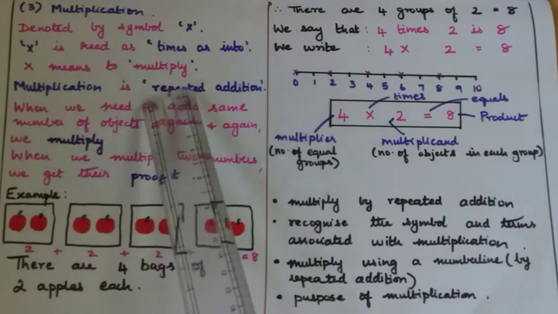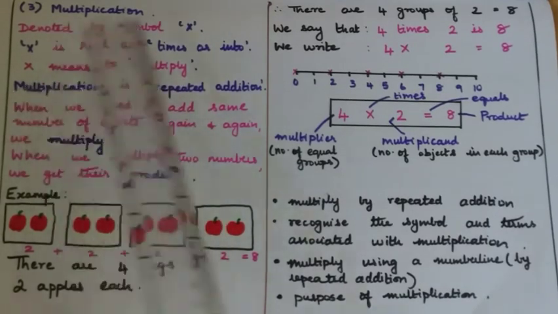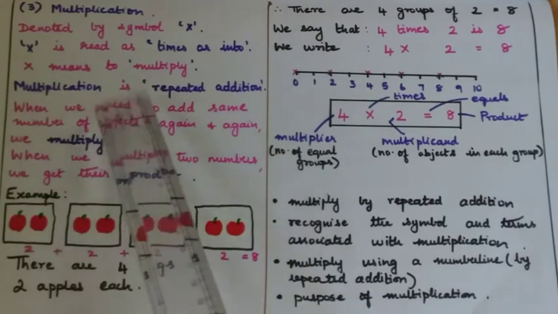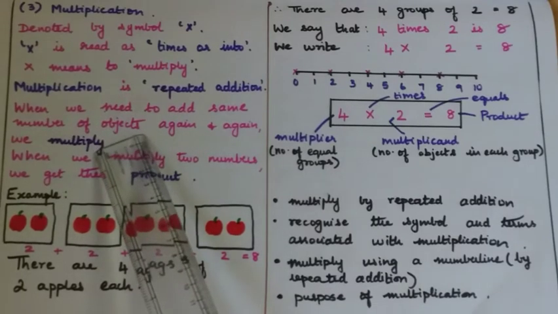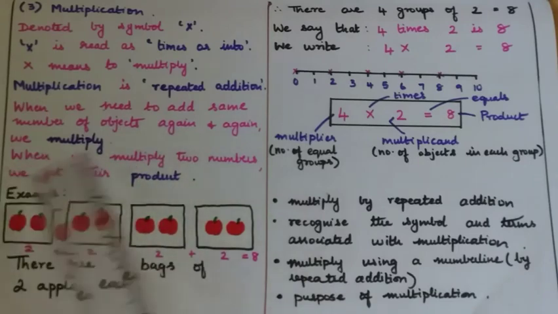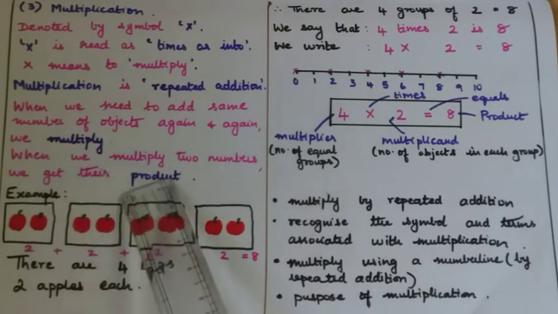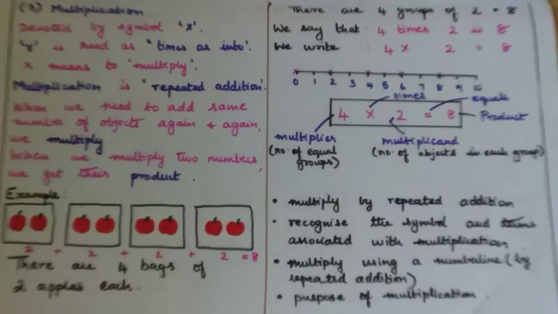Multiplication is nothing but repeated addition. When we need to add the same number of objects in n number of groups, then we multiply. When we multiply two numbers, the result that we obtain is called the product. So let us explain the concept of multiplication with the help of repeated addition.